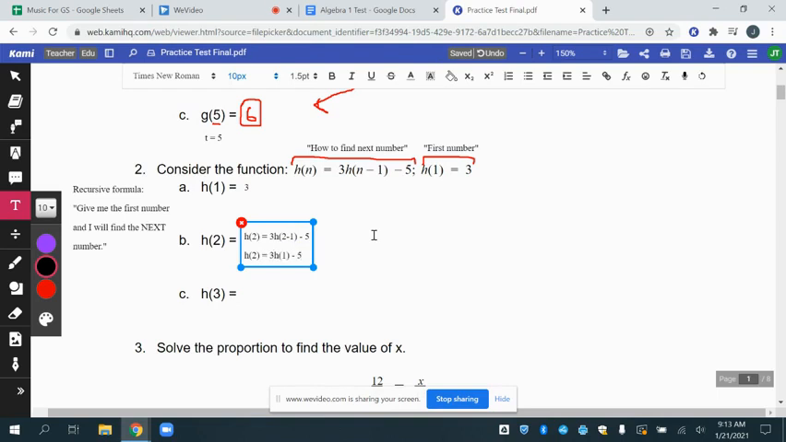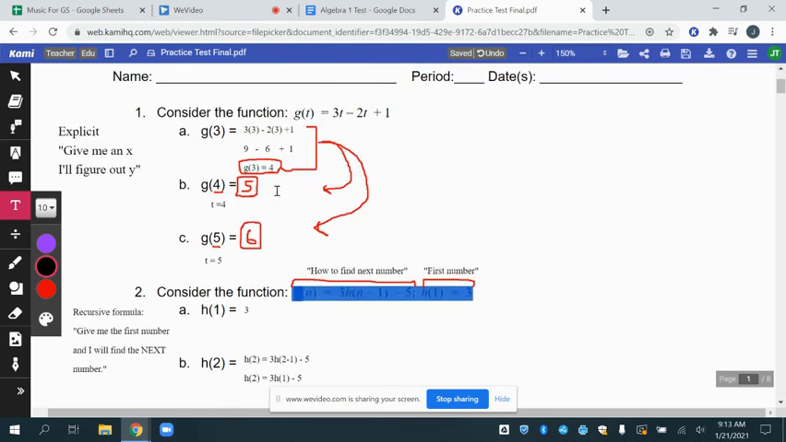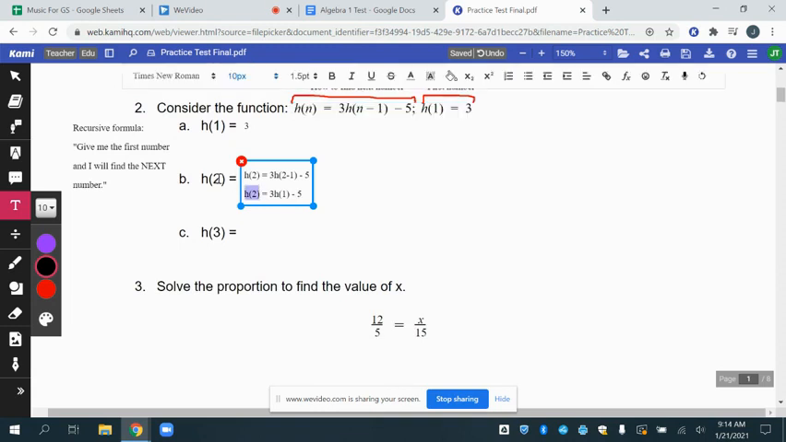equals 3 times h of 1 minus 5. Now remember, this h of something, this is function notation. H is not a number, just like g was not a number. G of 5, that's just talking about my function. I'm just going to call it the letter h. It has the variable n in it. So right here, this is the second number, that's what we're trying to find, equals 3 times the first number. H of 1 means the first number.